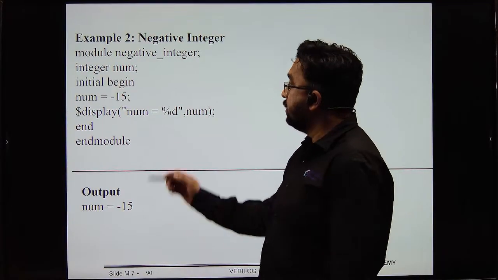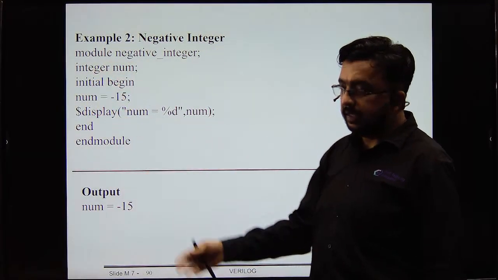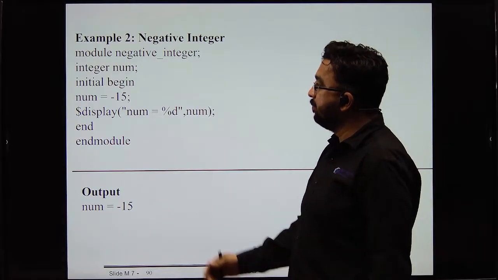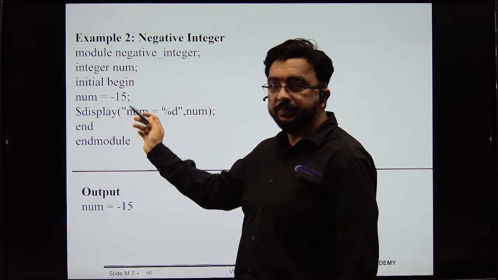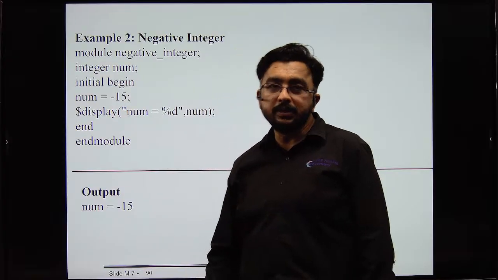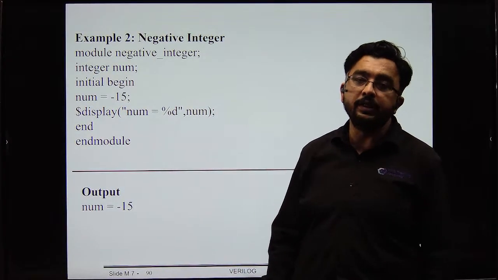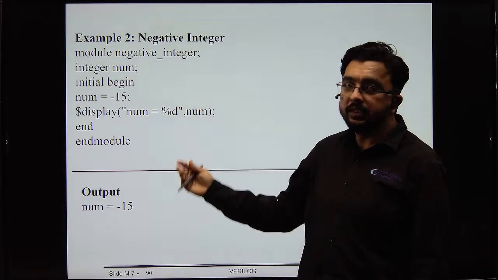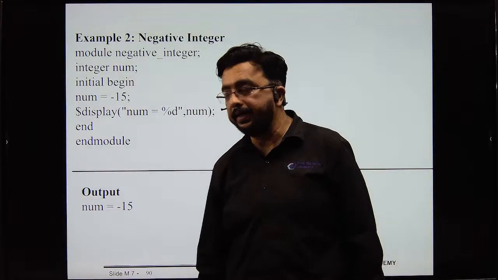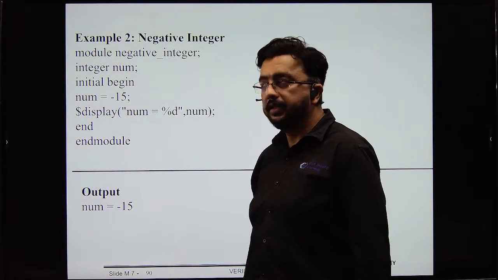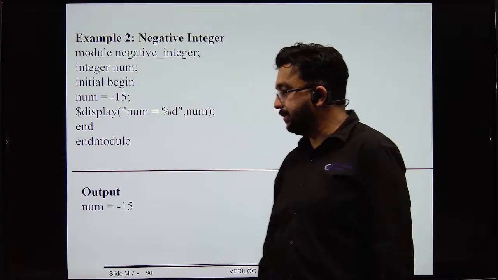Example 2, negative number. Earlier was unsigned, now this is for signed. Simple: integer number, initial begin, number equals minus 15. If you want to display something negative in your simulation output, then integer is going to help you, because integer also gives the output in terms of negative. See, the output is minus 15.